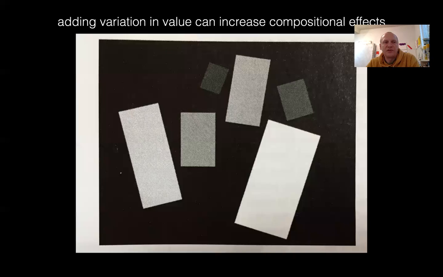And variation in value is what gives that increased compositional effects. So if all of these rectangles were white, they'd all feel like they were up at the same level close to our eyes. But if they're different values, they appear to be in different places back and forth in space.